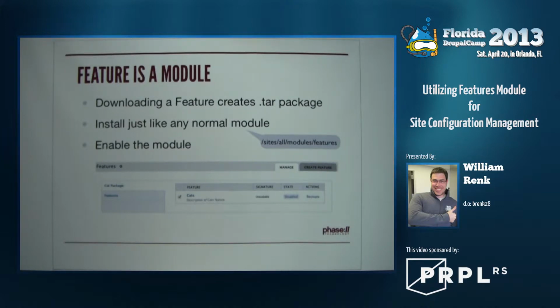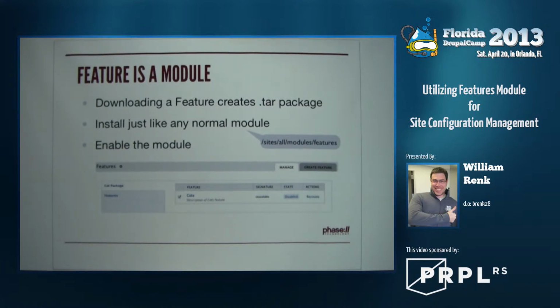So what happens when you create a feature? Basically, you're just downloading a tar package, a bunch of files zipped together, and then it just installs like any other normal module would. The features module itself would probably go in your site's all modules folder. The feature that you create would probably go in your custom folder if that's how you set up your site. Is features required to be on the production site? Yes.